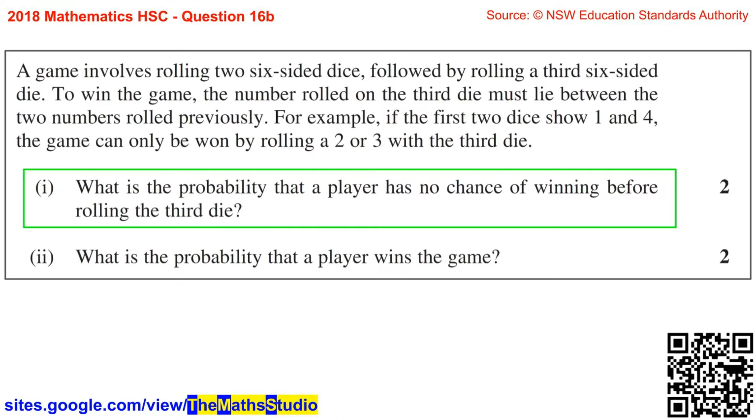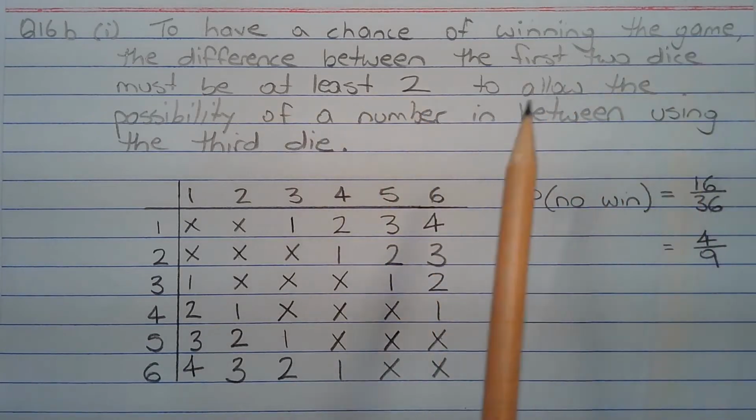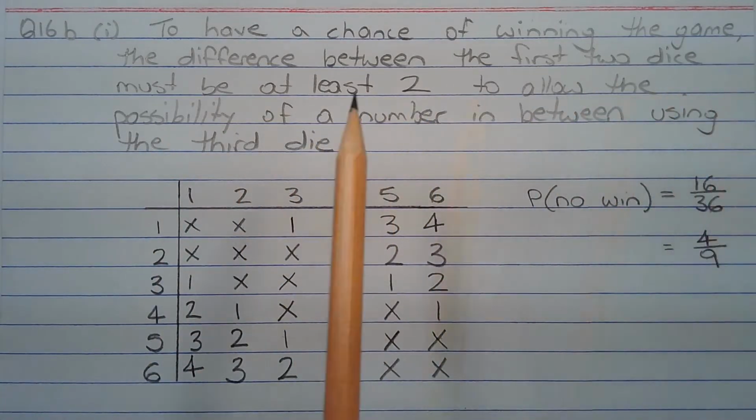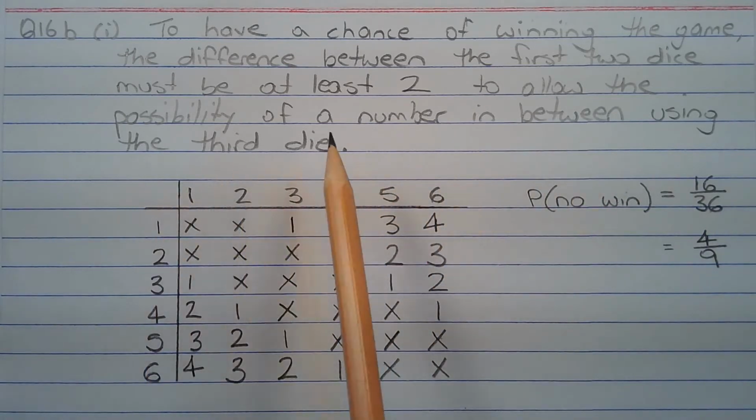Part 1. What is the probability that a player has no chance of winning before rolling the third die? To have a chance of winning the game, the difference between the first two dice must be at least 2 to allow the possibility of a number in between using the third die.